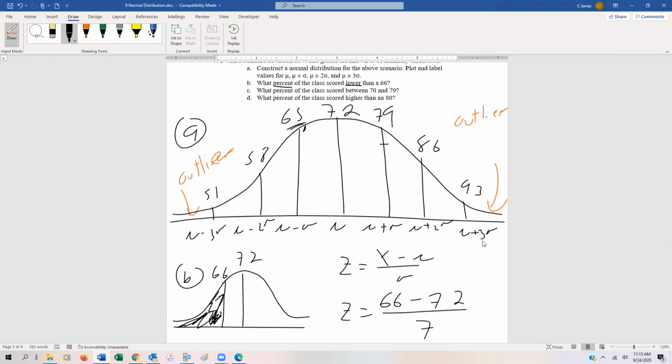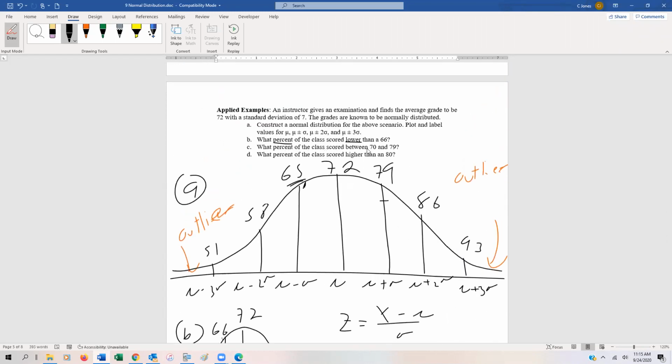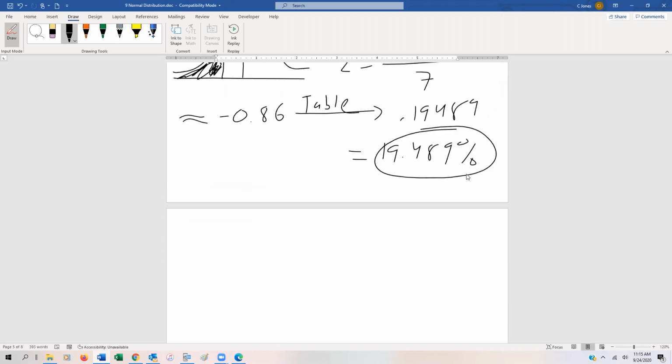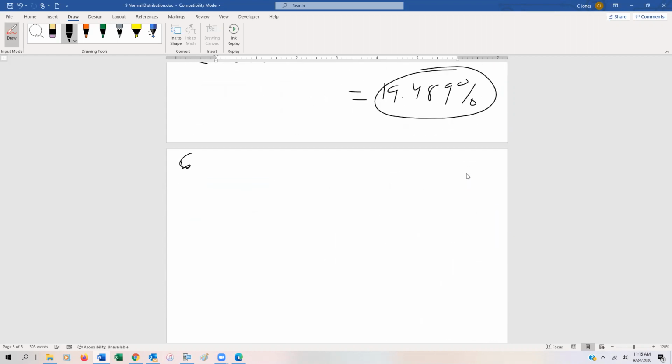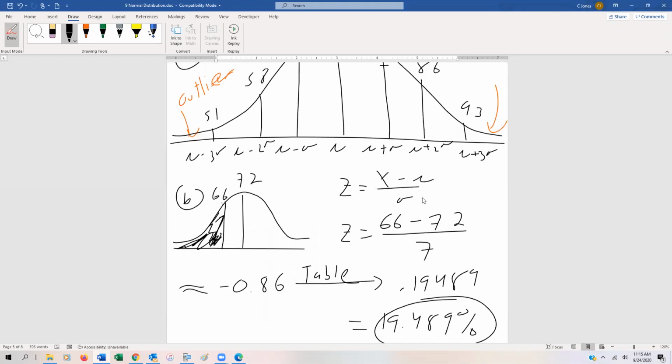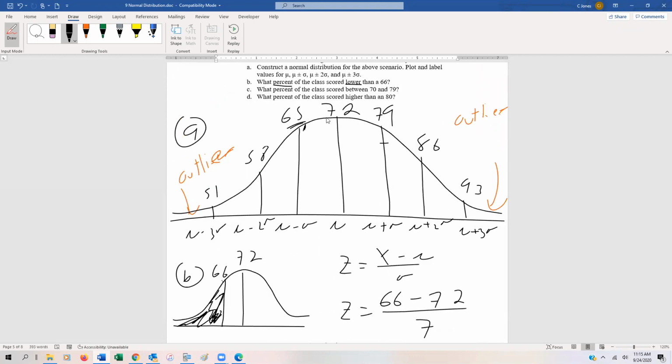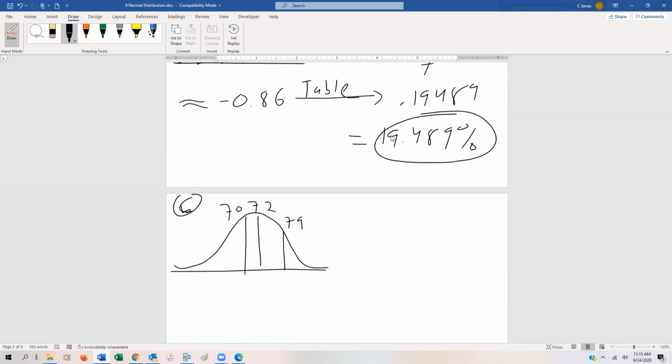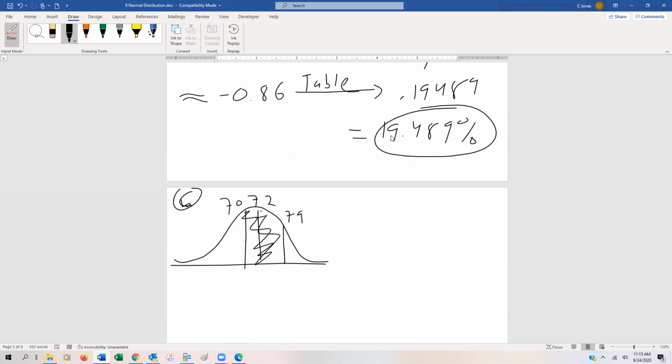Now for letter C, it's saying what percent of the class scored between 70 and 79. So here's our distribution. Remember, in the middle is the mean, which is 72. 70 is just a little bit to the left. 79 is right here. In fact, 79 occurs on our graph. Remember, 79 is this value, and 70 is pretty close to 72 anyway. So it just makes sense that that's what we're looking for, and it's a between problem.